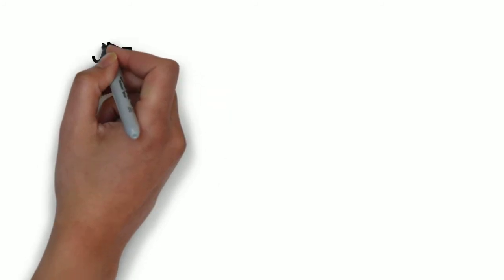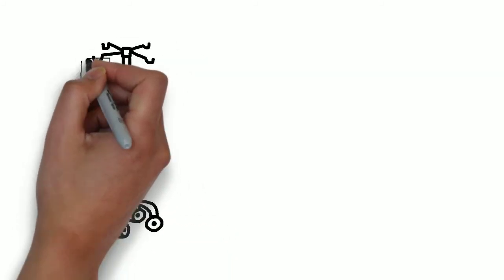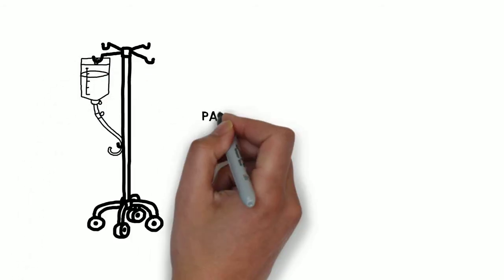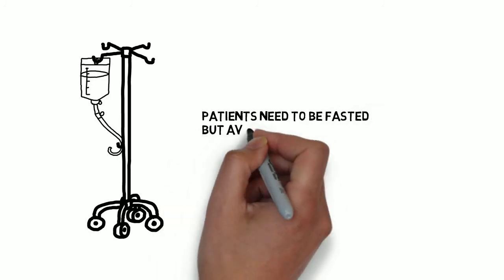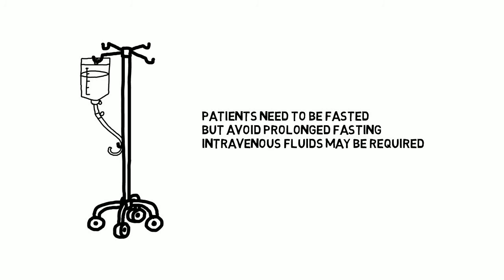It is important to make sure that patients are adequately fasted prior to anaesthesia. Anaesthesia blunts the protective airway reflexes, so unfasted patients are at risk of regurgitation of stomach contents and aspiration. On the other hand, prolonged fasting should be avoided, so give the patient a drink or intravenous fluids if you suspect surgery to be delayed.